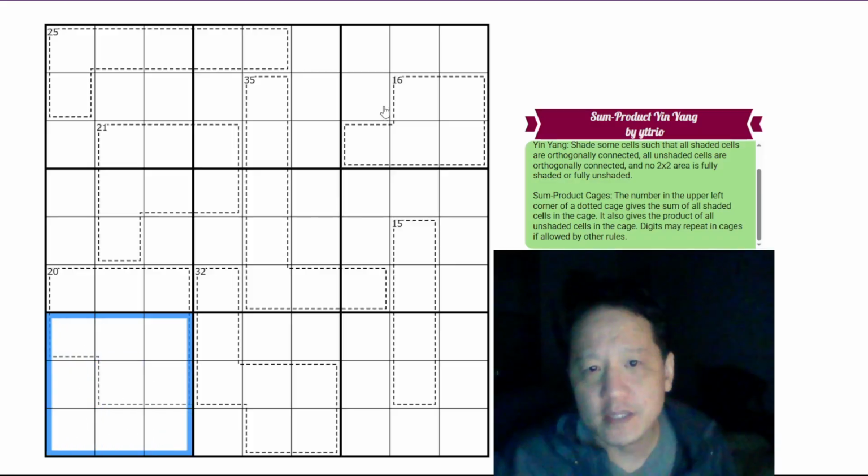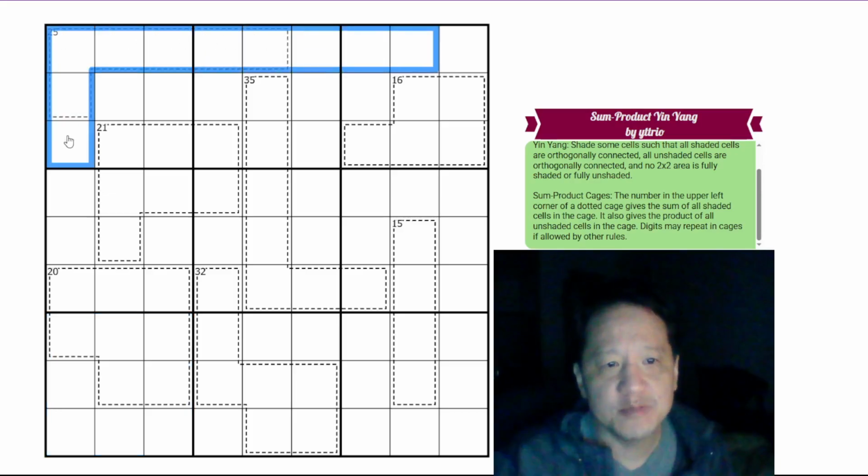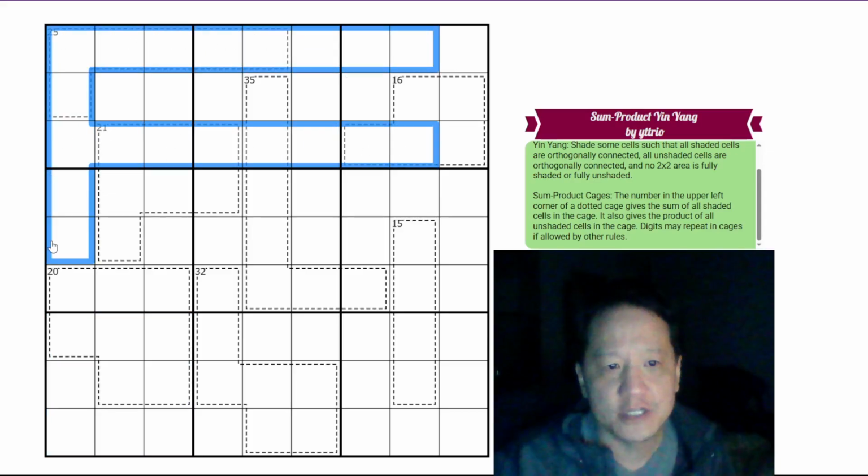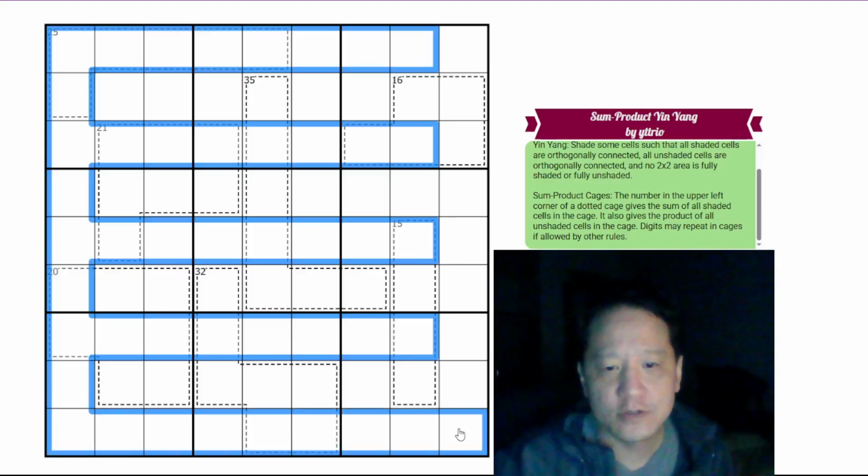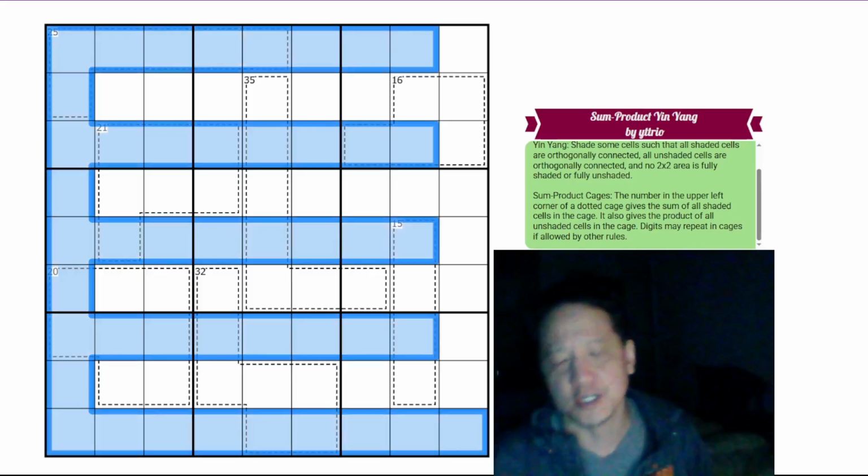We have yin yang, where we need to shade some cells such that all shaded cells are orthogonally connected and all unshaded cells are orthogonally connected. And no 2x2 area is fully shaded or fully unshaded.